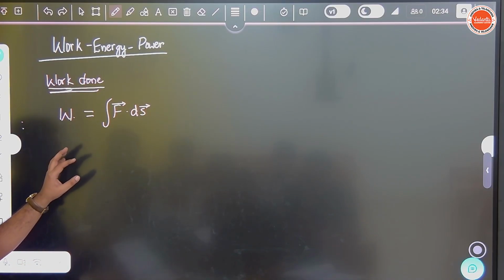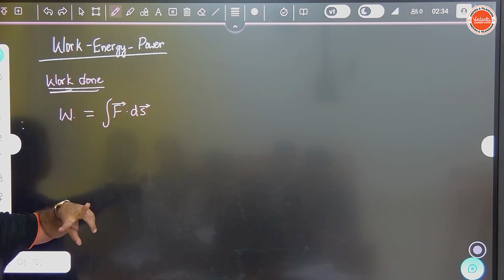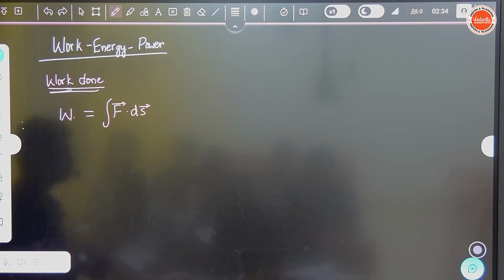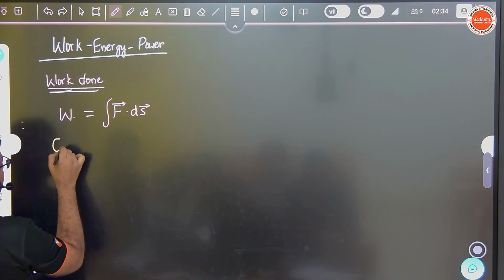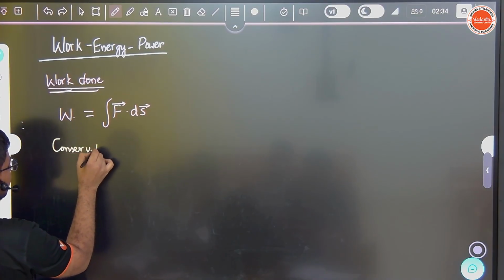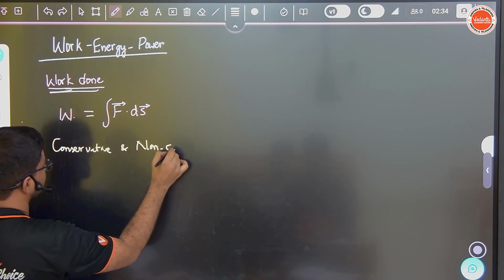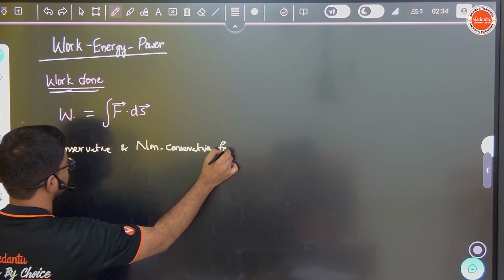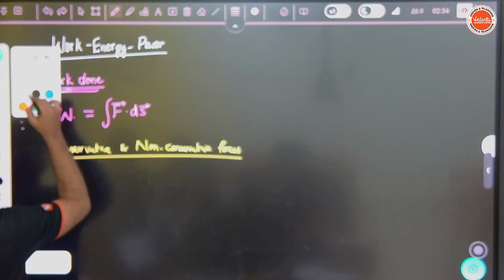Then from this definition of work only, we define two types of forces. What are they? Conservative and non-conservative forces, right? So let us take the discussion over here only. So we have conservative and non-conservative forces.